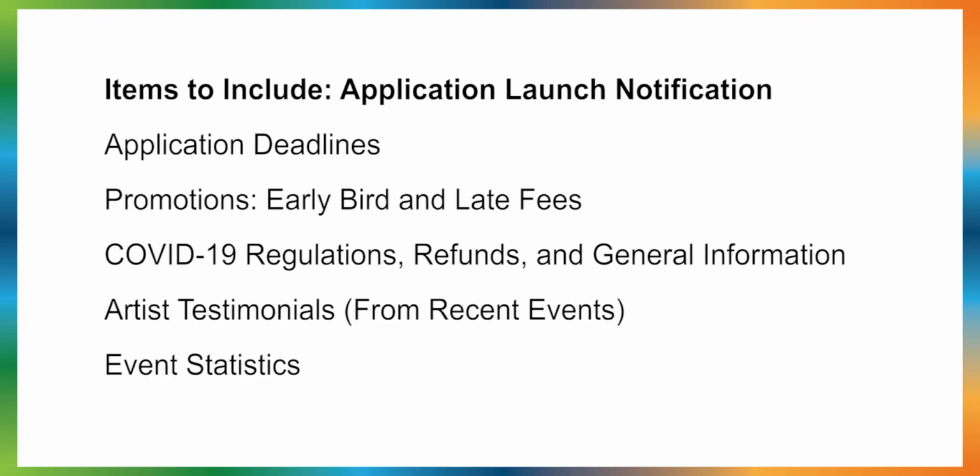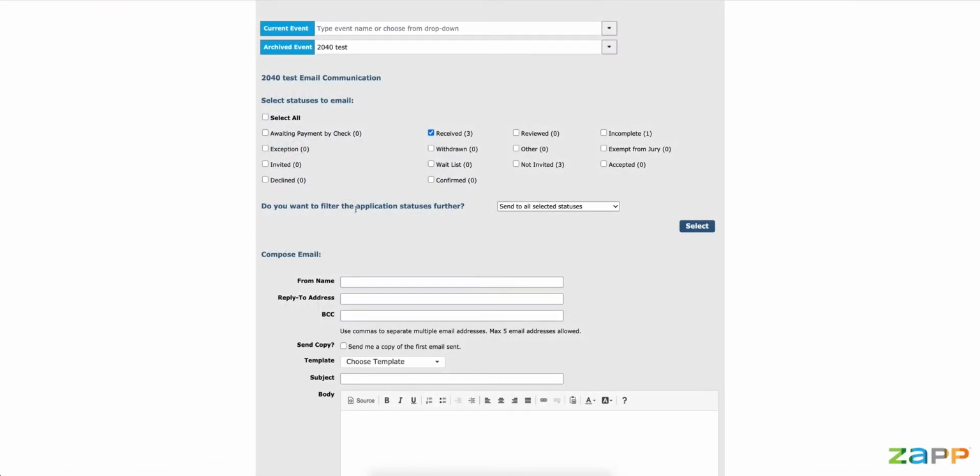I wouldn't go too far back time-wise. I wouldn't go, 10 years ago, an artist said this about my event, just because you want that information to be relevant for artists who are applying. But I would definitely consider including some artist testimonials, statistics from your last event, or general information. So whatever is going to be the best sell for your event, whether that is awards, attendance, general artist sales, or artist testimonials, I would include that in your call to artists email that you're going to send out to all of your archived events.